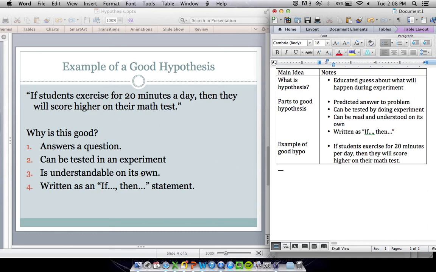It's understandable on its own. We didn't just say, if students exercise, then they score higher. Score higher on what? If they do it, then they will do better. I don't have any questions about what this hypothesis is saying, and it's written as an if-then statement. If this first condition happens, then this other condition will happen.